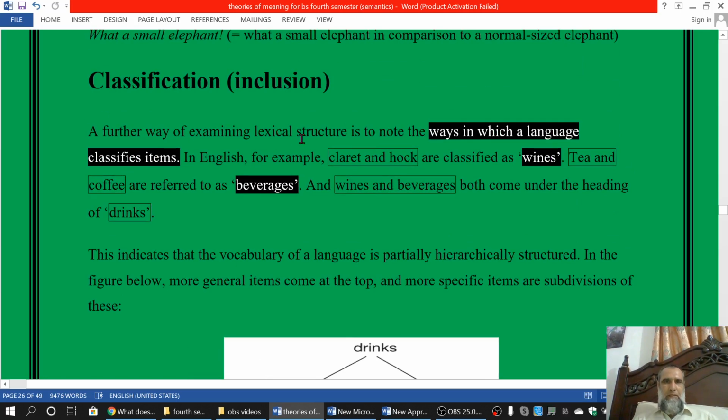A further way of examining lexical structure is to note the ways in which a language classifies items.